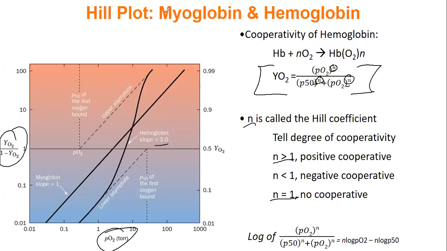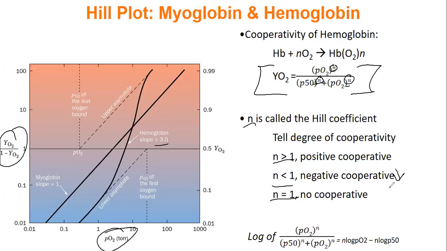Now, if you have a Hill coefficient less than 1, you have what's called negative cooperativity. So that means if I bind one ligand, I don't want to bind other ligands. So binding a ligand actually lowers binding affinity for my other binding sites. And that's a Hill coefficient less than 1.